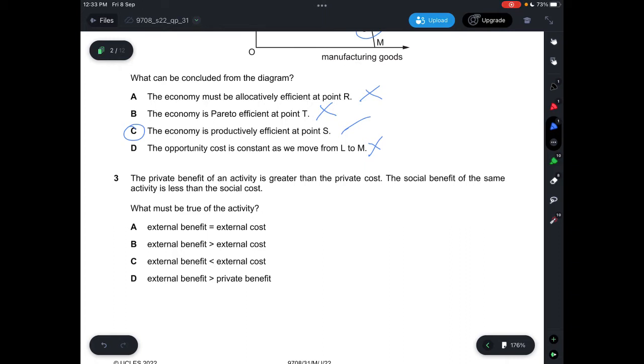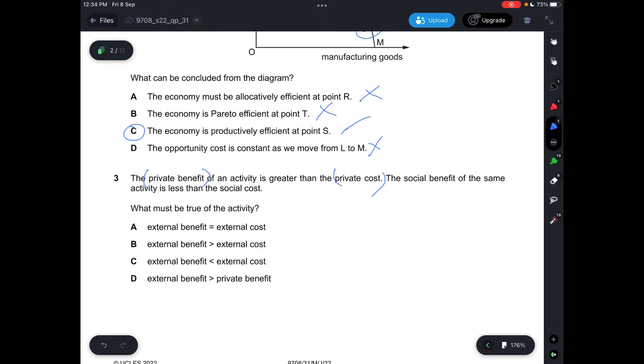Question 3, the private benefit of an activity is greater than the private cost. The social benefit of the same activity is less than the social cost. So what must be true of this activity? Okay, so your private benefit is greater than your private cost. This means that the person is actually benefiting more than actually having to pay for that particular thing. And then the social benefit of the same activity is less than the social cost, which means that the society is actually worse off as a whole, right?